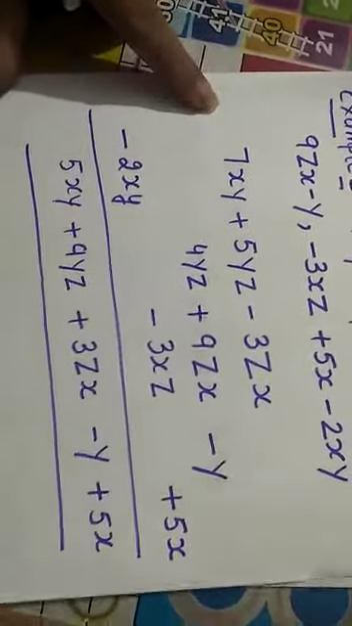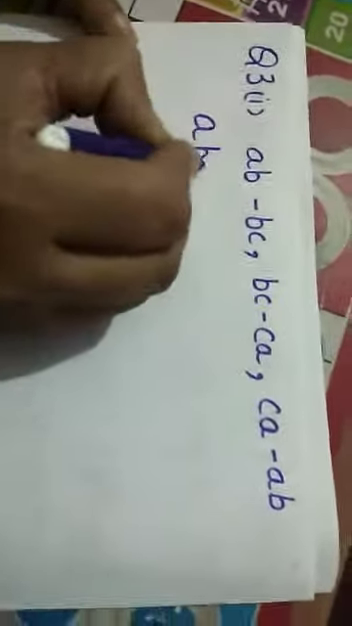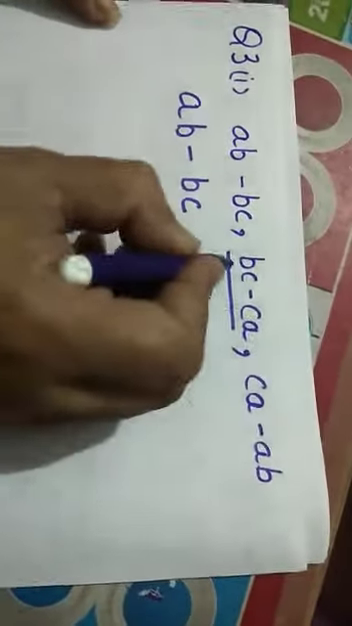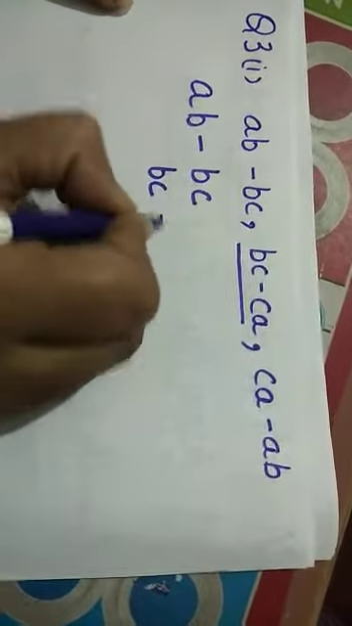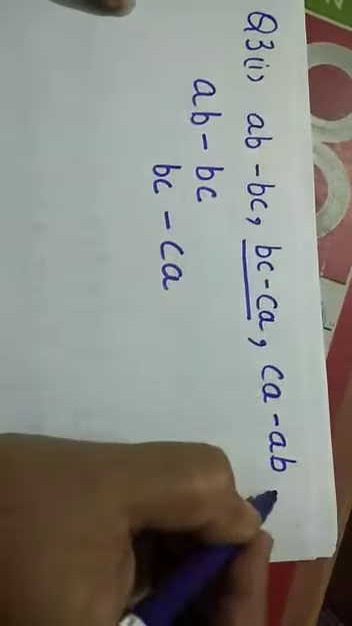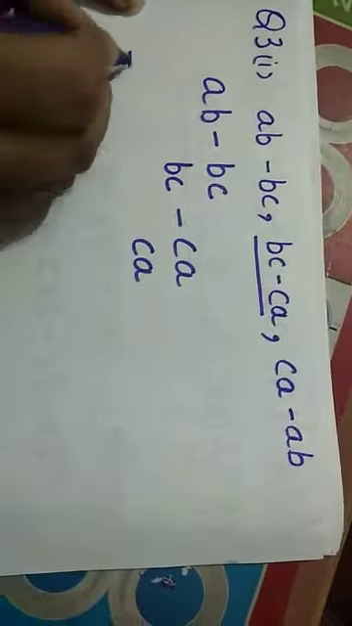Now from exercise 9.1 we'll be doing its question number 3, first part. It is given to you, you have to add these: AB minus BC, BC minus CA, CA minus AB. So again we'll write AB minus BC. Now in the second term, BC minus CA, so BC will be written below BC, minus CA separately. Now CA minus AB. So CA will come here and minus AB this side.